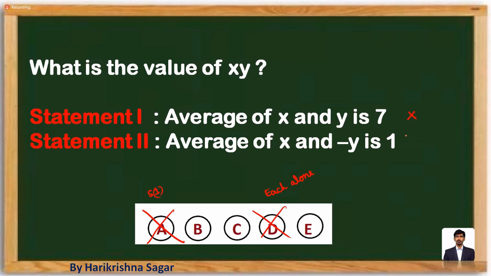When you are looking at the second statement, don't carry the first information to the second. So what is the second statement? The average of x and y minus is going to be 1. That means (x minus y) divided by 2 is going to be 1. From this, we can say x minus y is going to be 2. So using only this information, x minus y is equal to 2, can we say what the xy value is? No, definitely we cannot say what the xy value is using this. That means statement 2 individually is not sufficient.